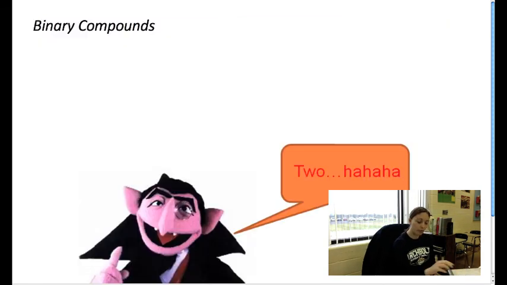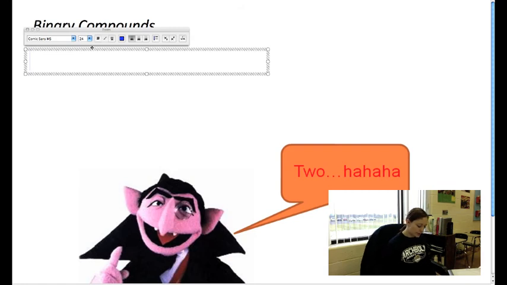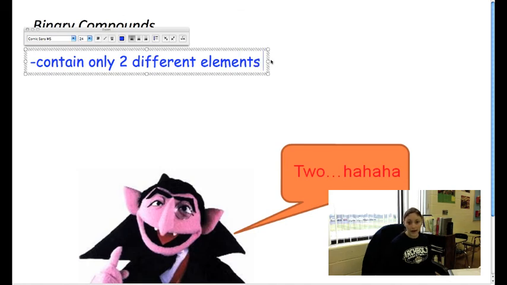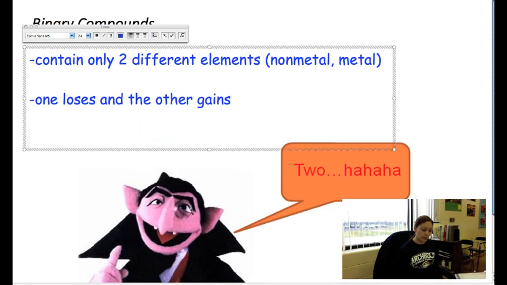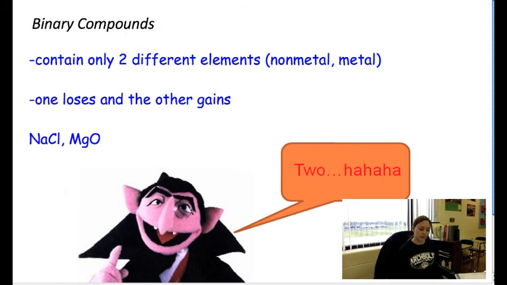All right, if we look at then what are called binary compounds. Think binary means 2, okay? So these are ones that contain only 2 different elements. Remember though, it's an ionic compound. Like I was saying a second ago, one loses and the other gains. We have examples of things like NaCl, MgO. Okay, Na is the metal, Cl is the nonmetal, Mg is the metal, O is the nonmetal.